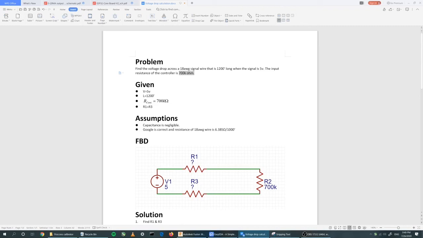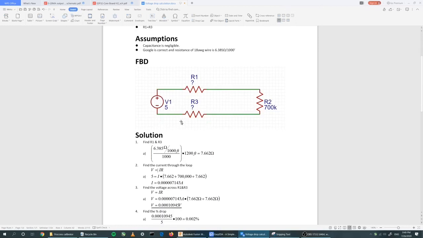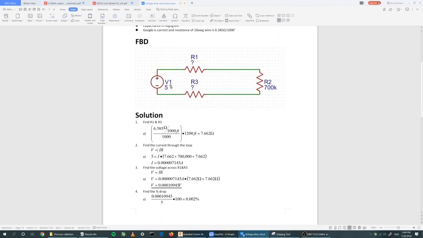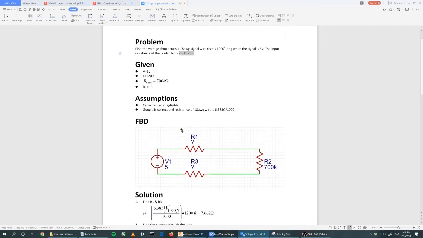This method will work for single phase AC when you use the RMS voltages. It also works for any voltage. It could work with 10 volts. So yeah, I just thought I'd show that. I will talk a little bit more about this in the next video.